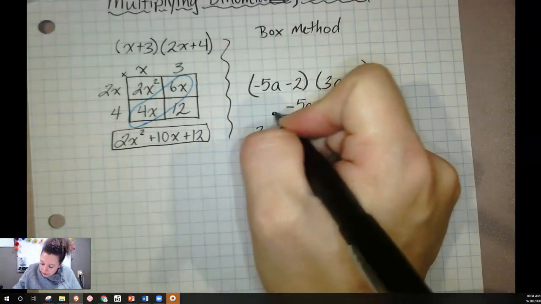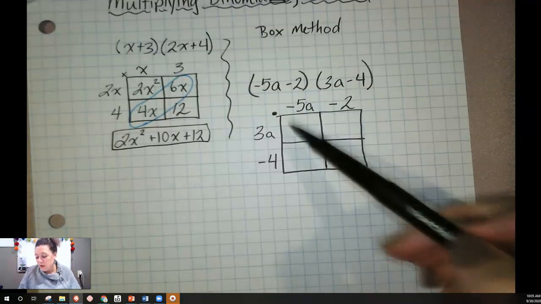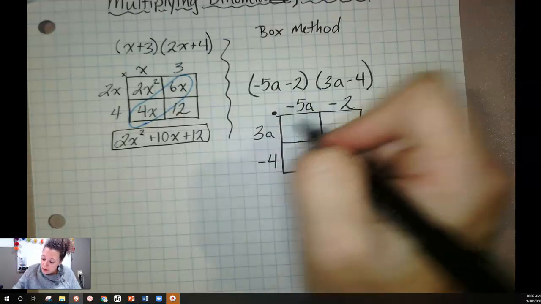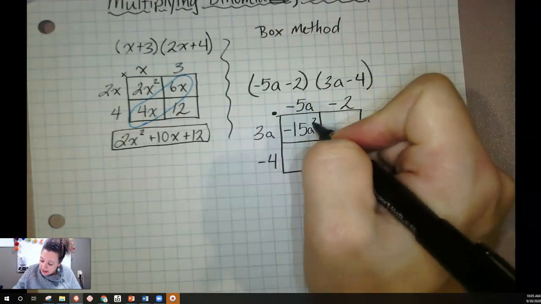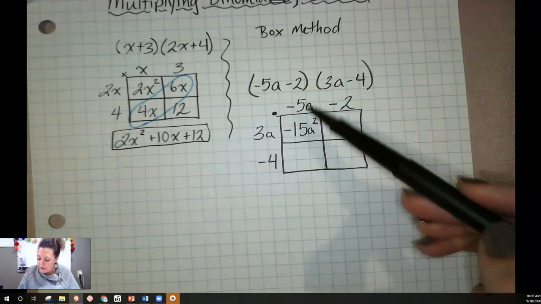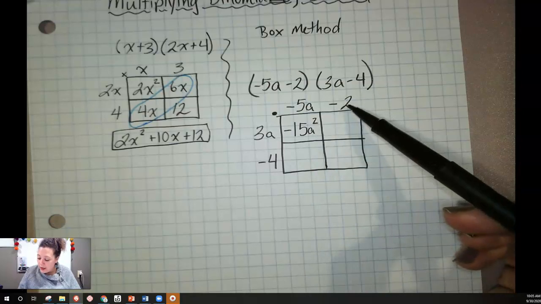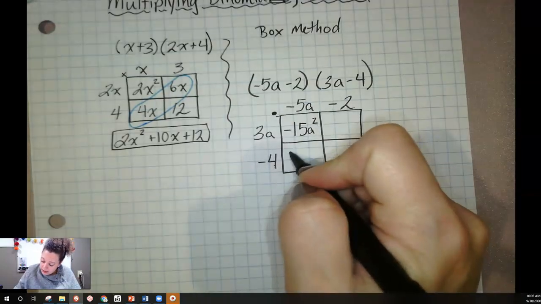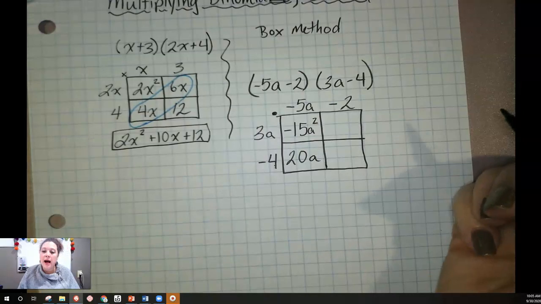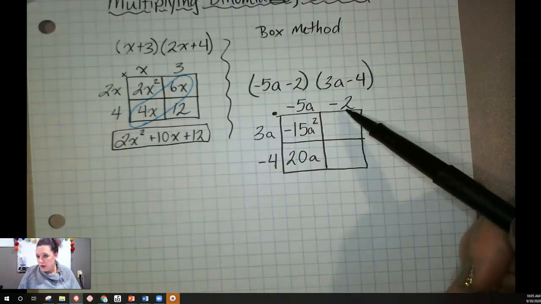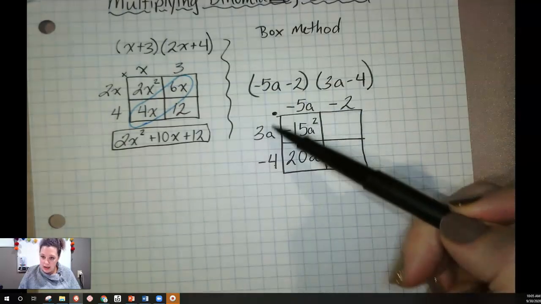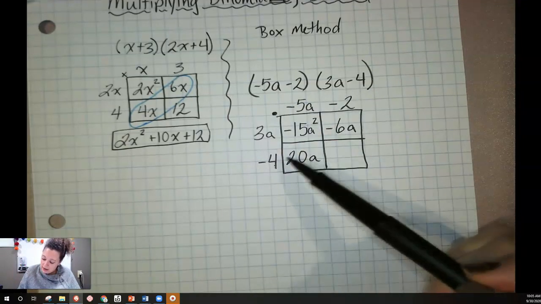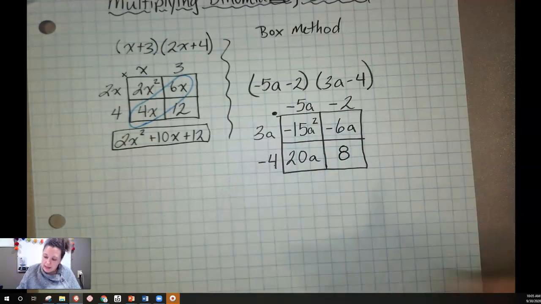I'm going to do the same thing and remember to multiply. I'll use a dot this time and not the x, so as not to be confused. Negative 5a times positive 3a is negative 15a to the second power, because negative 5 and 3 make negative 15, and a times a makes a squared. Then I'll go down this way. Negative 5a times negative 4: two negatives make a positive when multiplying, so it's positive 20a. And then we come over here to fill in this row. Negative 2 times 3a is negative 6a. And then negative 2 times negative 4 is positive 8.